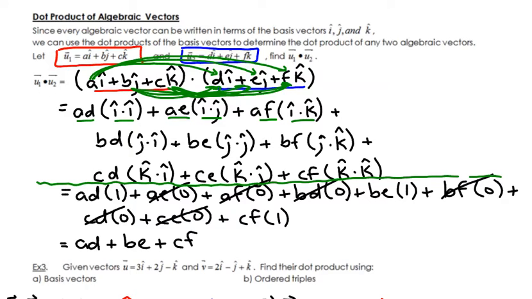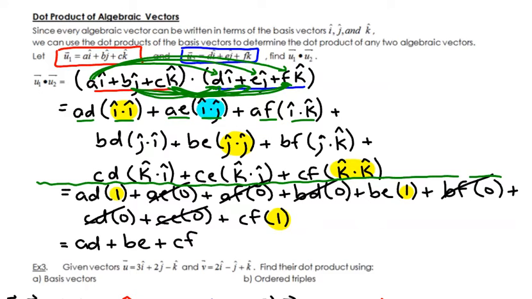All right, let's clean it up a little bit. I'm going to use a highlighter here. This one right here, i dot i, we had said before, they're both unit vectors, and therefore when you dot them, they're going to give you the magnitude of i squared, which is just 1. That means that this one, which is j dot j, will give you a 1 as well, because it's a unit vector dotted with itself. Here's the last one, dotted with itself, is going to give you a 1.